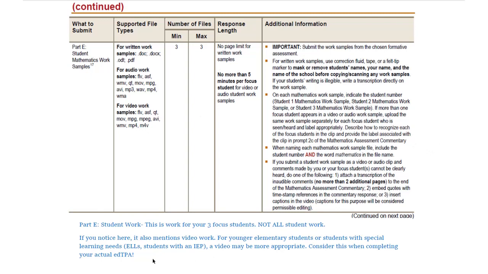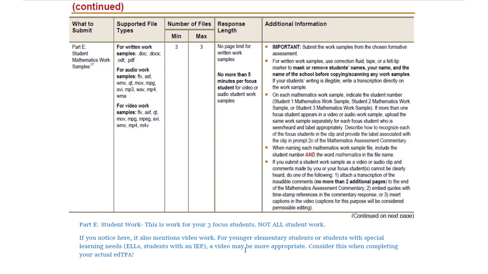If you notice here, it mentions video work again. I think it's a good idea to maybe consider using that if you have younger elementary students or students with special learning needs, ELs or students with an IEP. A video may be more appropriate, so consider that when you're doing your actual edTPA. But for this class, it should be work samples.